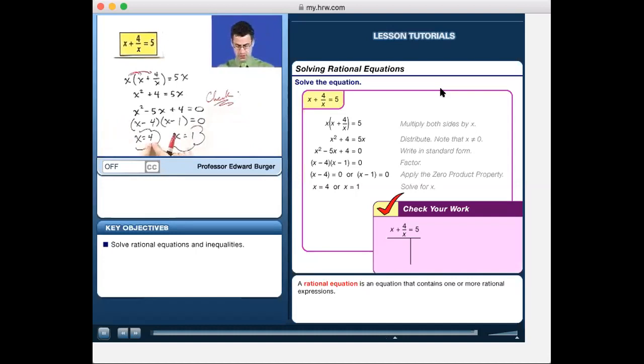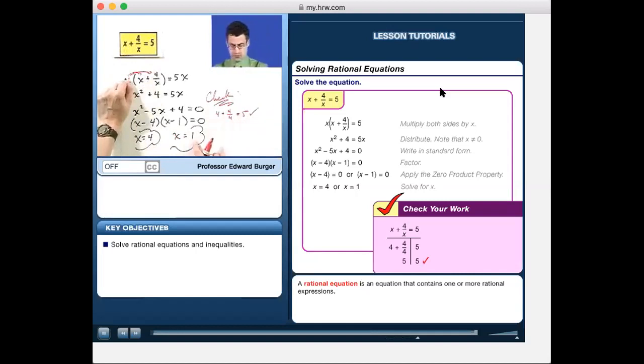Let's take a look at 4. If I insert 4 for x in the original equation, what do I see? I see 4 plus 4 over 4. Well, 4 over 4 is just 1. 4 plus 1 is 5, so it checks. So I see 4 plus 4 over 4 equals 5, checks.